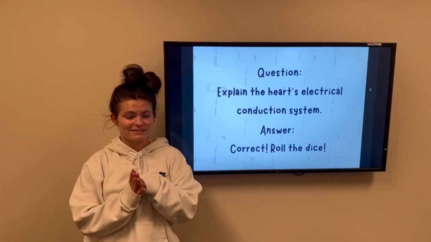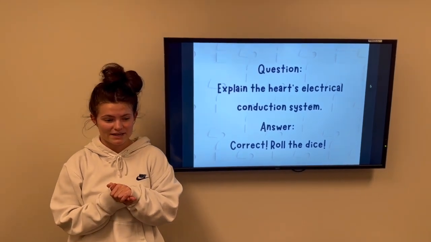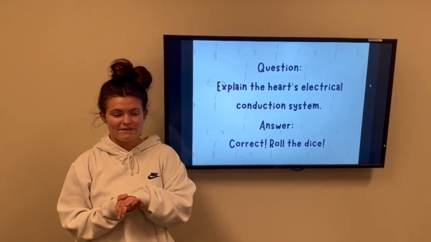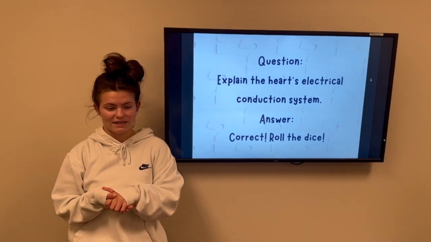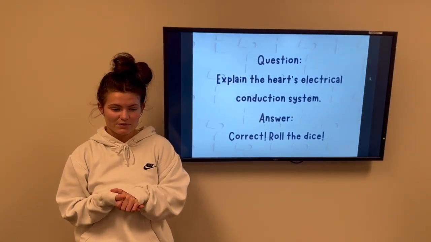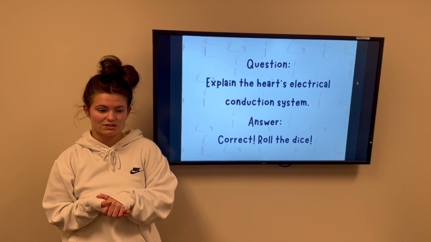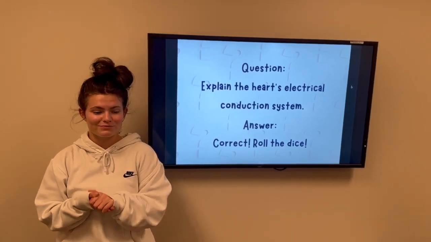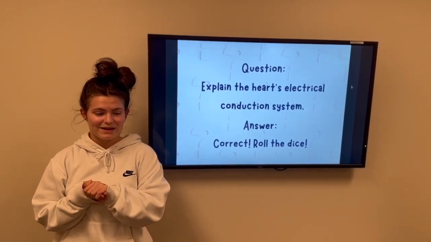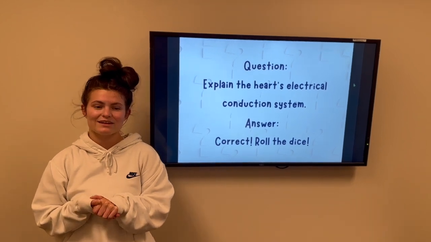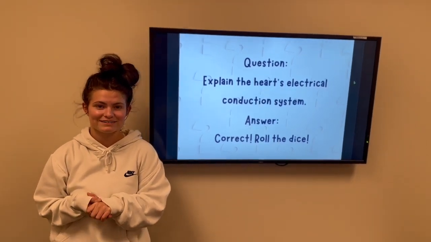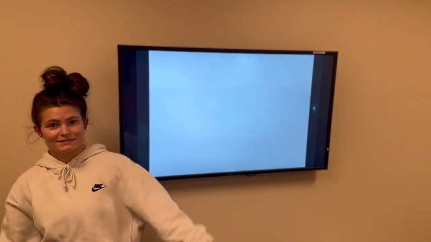The SA node is known as the heart's pacemaker as it establishes sinus rhythm. The AV node actually delays the signal before sending it to the AV bundle so that blood can fully empty into the ventricles, which is crucial in our ability to pump enough blood out. Purkinje fibers are the last stop. They help maintain the rhythmic contraction throughout the heart. Roll the dice.